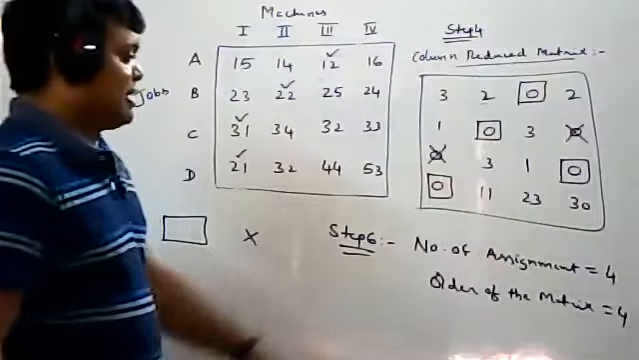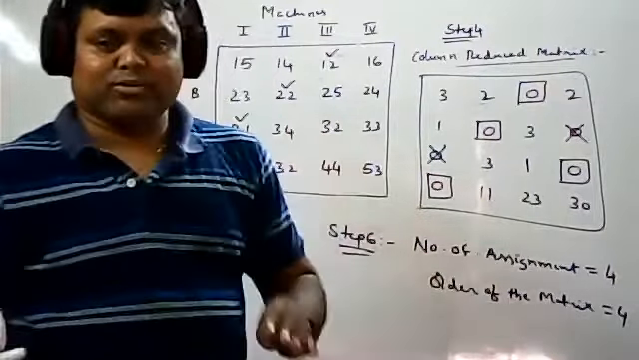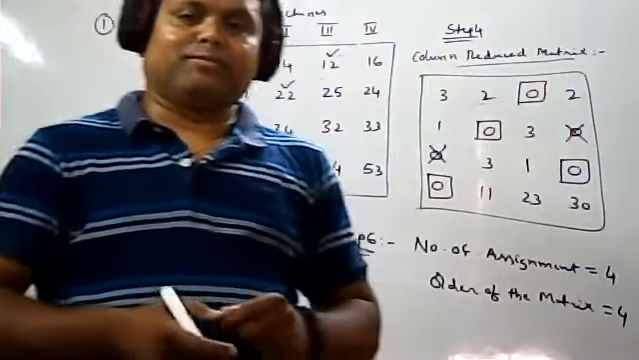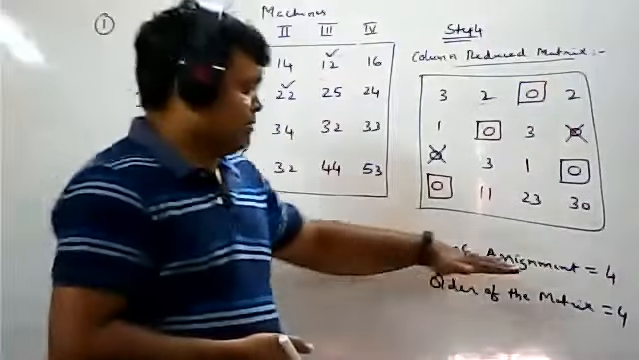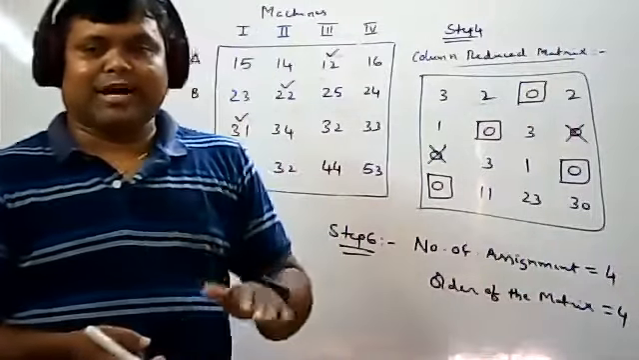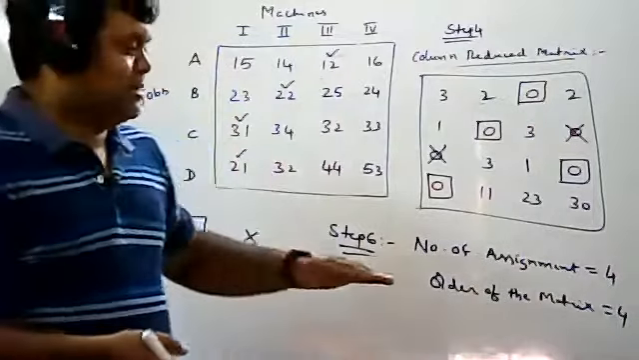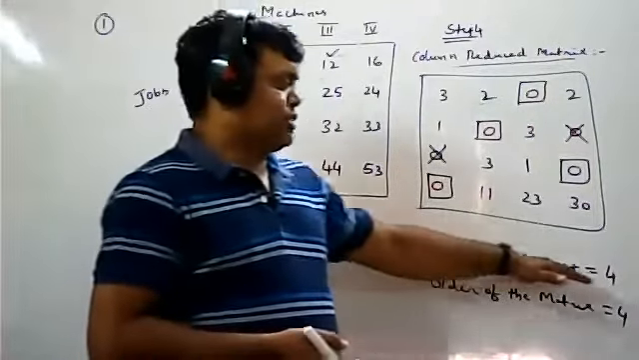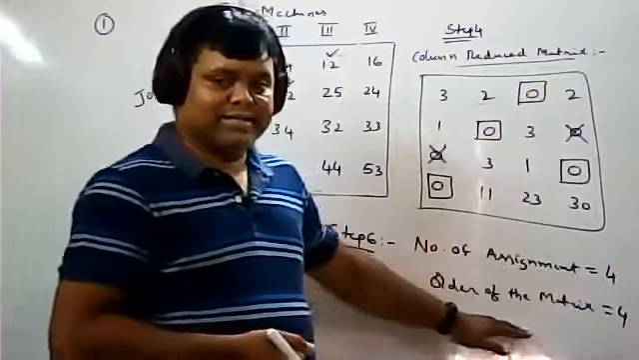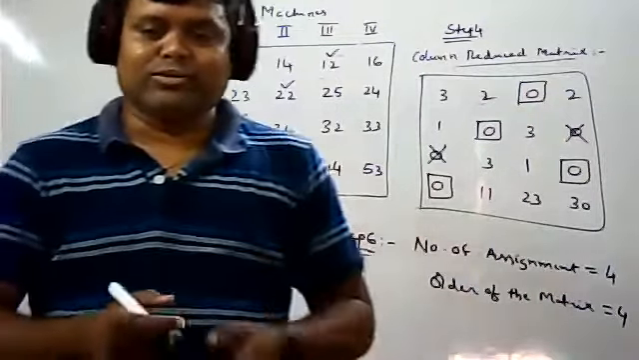That means you are getting number of assignments equal to the order of the matrix. Then stop the procedure, because you have reached the optimum solution. Whenever the number of assignments is equal to the order of the matrix, you have reached the optimum solution, and you can stop the procedure. Sometimes what happens is you only get 3 assignments while the order of the matrix is 4. So the number of assignments is not equal to the order of the matrix, then you go to step number 7.